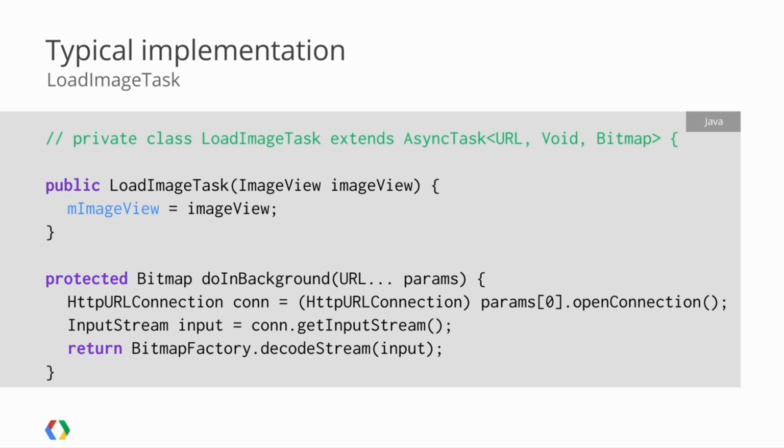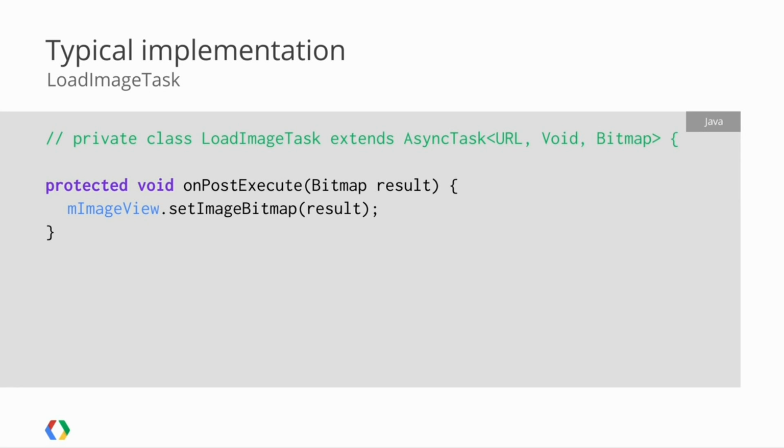It's all pretty straightforward so far, but tedious. Finally, again, we get back onto the main thread in onPostExecute. And we just simply set image bitmap on our image view that we saved in the constructor.